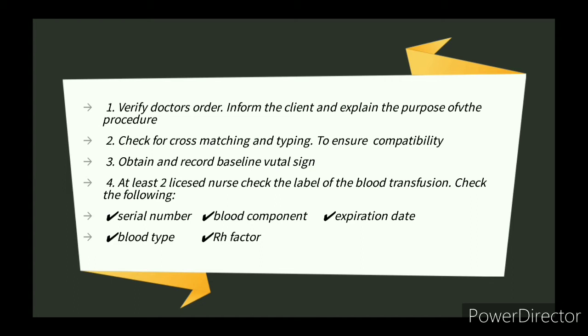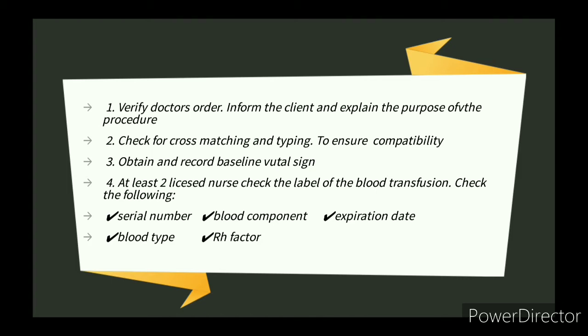Next, at least 2 licensed nurses check the label of the blood transfusion. 2 pong nurses ang magche-check po ng label ng blood na blood transfusion natin. Ano po ba yung mga dapat i-check ng mga nurse sa blood transfusion?